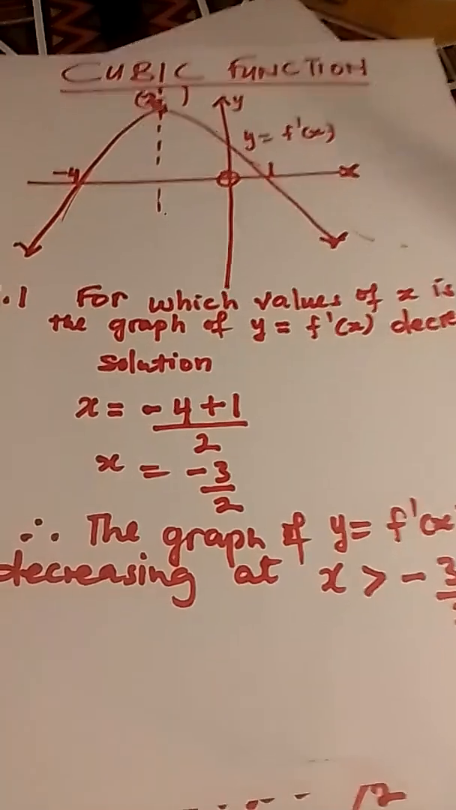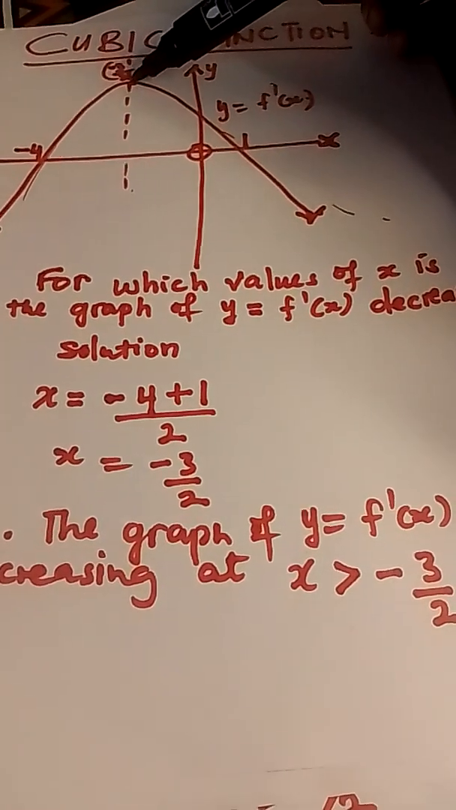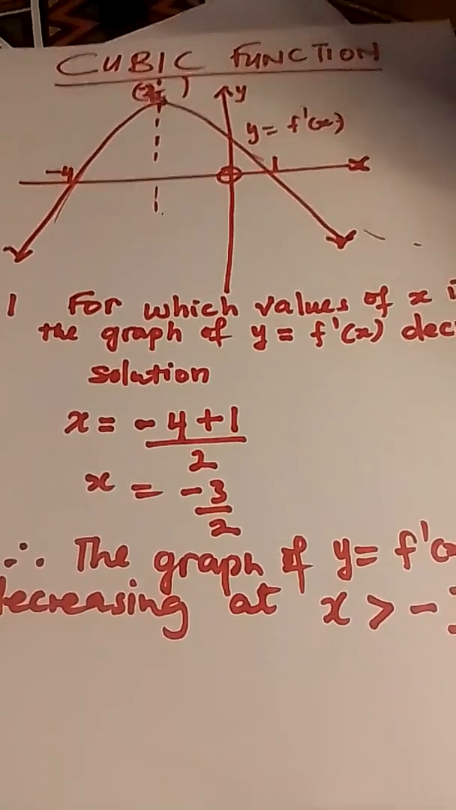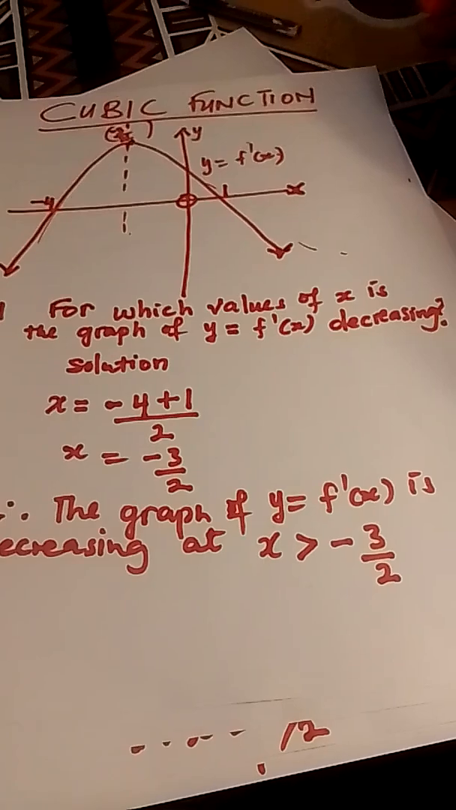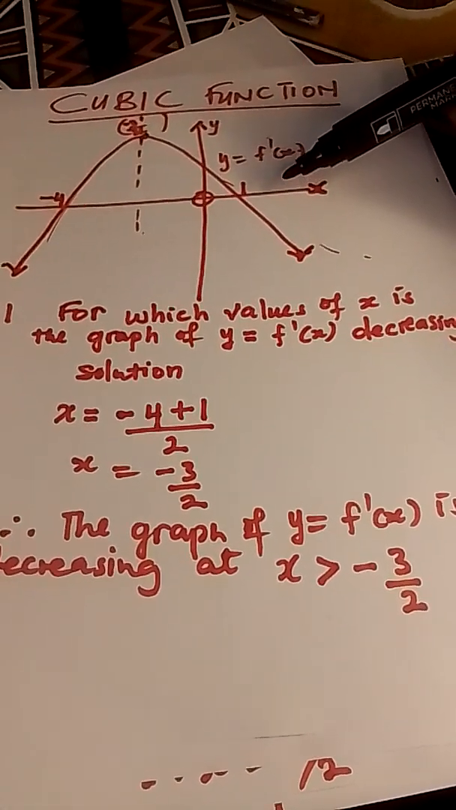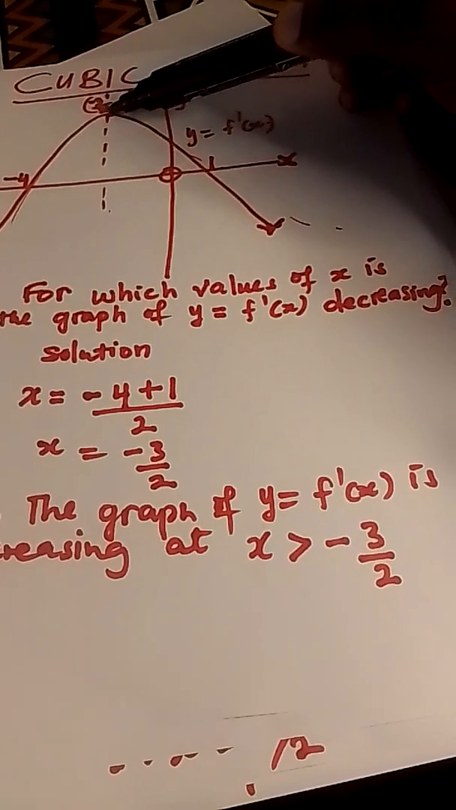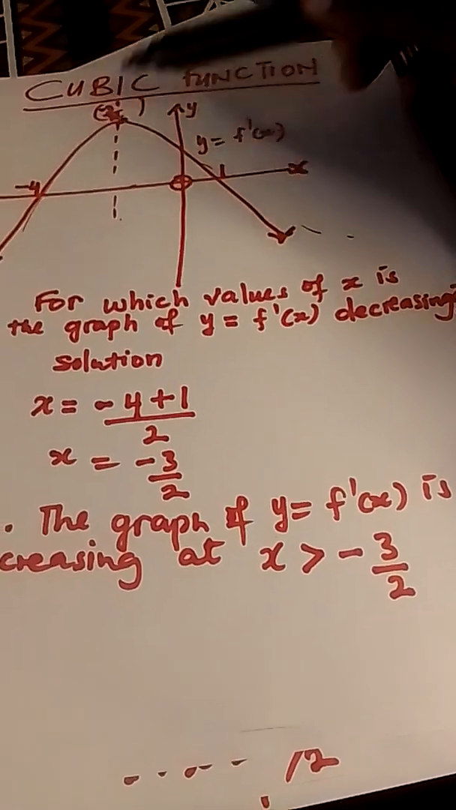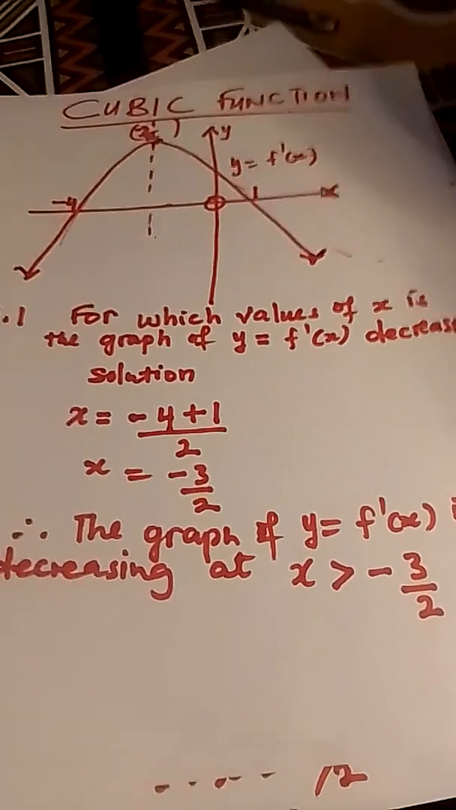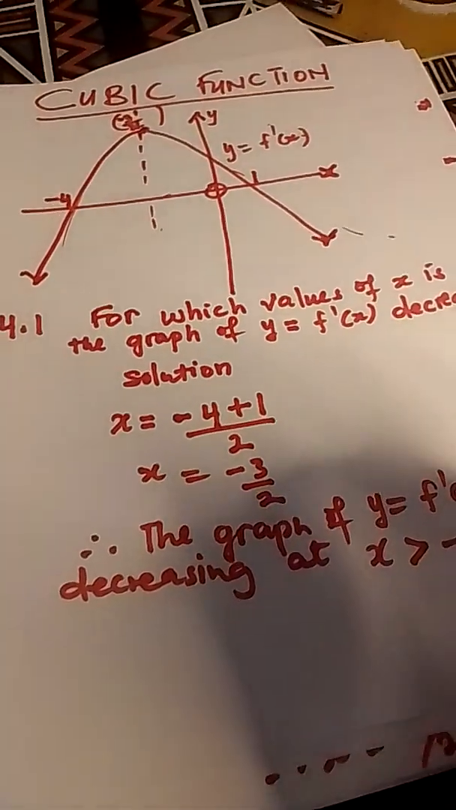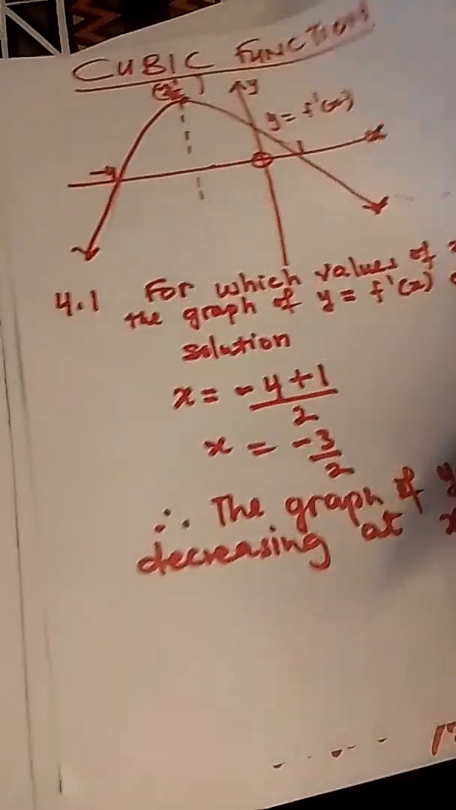Then now we are asking where is it decreasing? It is decreasing from that point to this side of the turning point. So now you can say the graph of y equals f prime of x is decreasing at x is greater than negative 3 over 2, because from here we have all the numbers moving this side, the x values are greater than negative 3 over 2. So that is the answer or the solution to the question that they have asked you. I hope you understand the question.